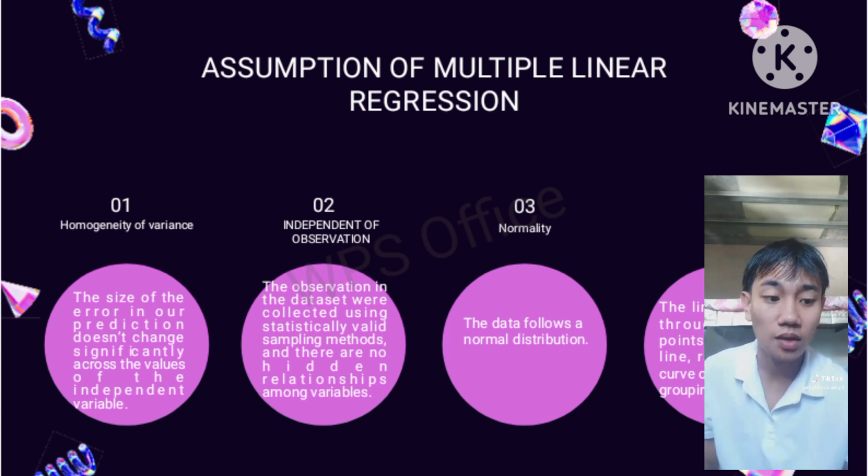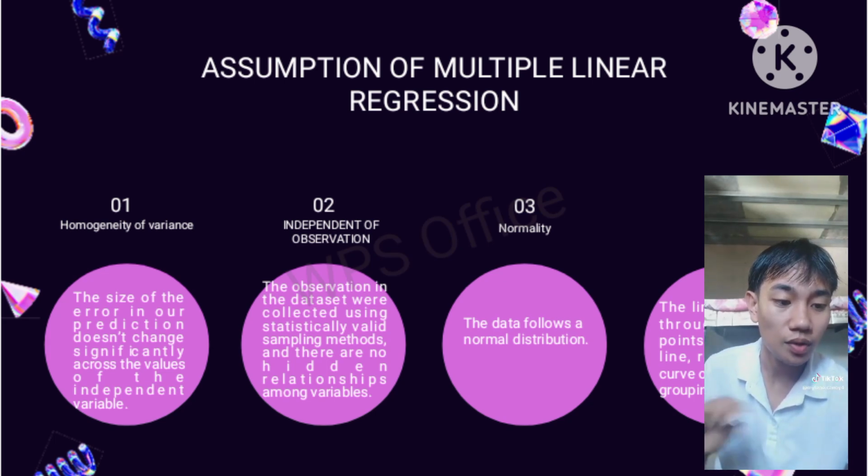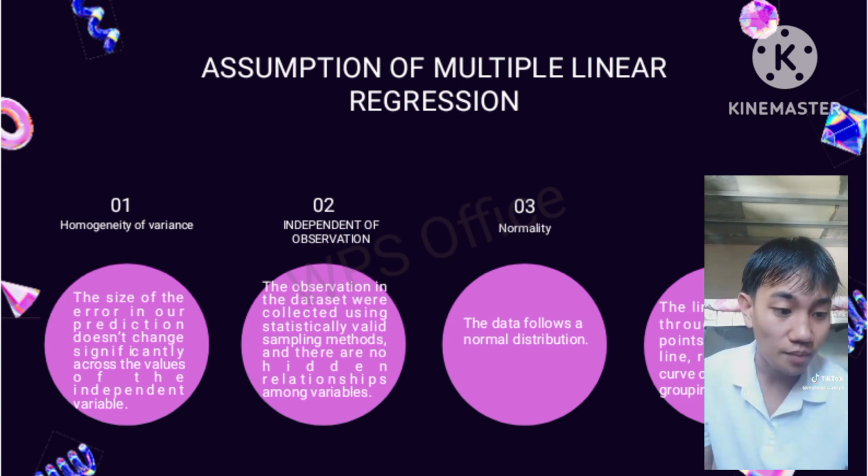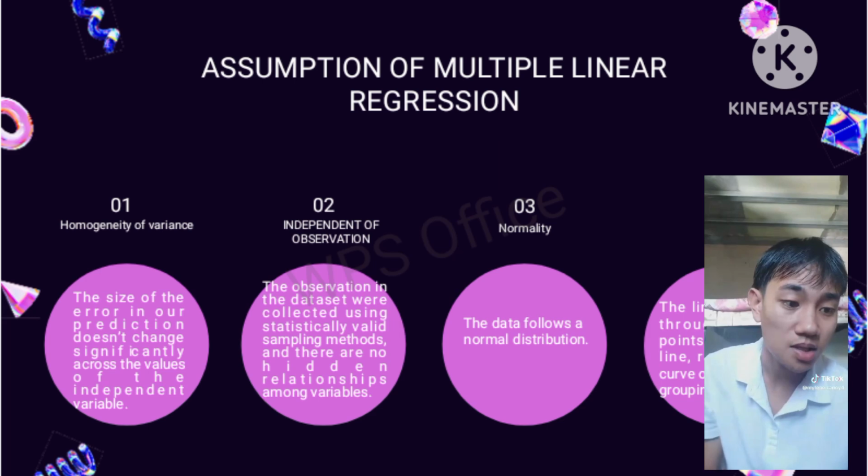Ibig sabihin, for example, yung value of the data set or the observation from one another ay hindi maapektuhan yung value of observation mo dun sa isa. Isa itong mahalagang kondisyon upang masigurado ang bisa ng resulta ng regression analysis. So, bakit mahalaga ito? Una is tamang bias-free estimates. If the observations are not independent, the regression coefficient may be biased.